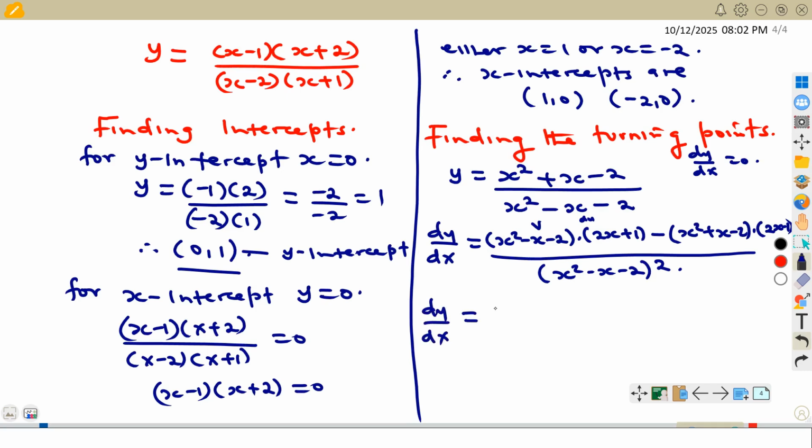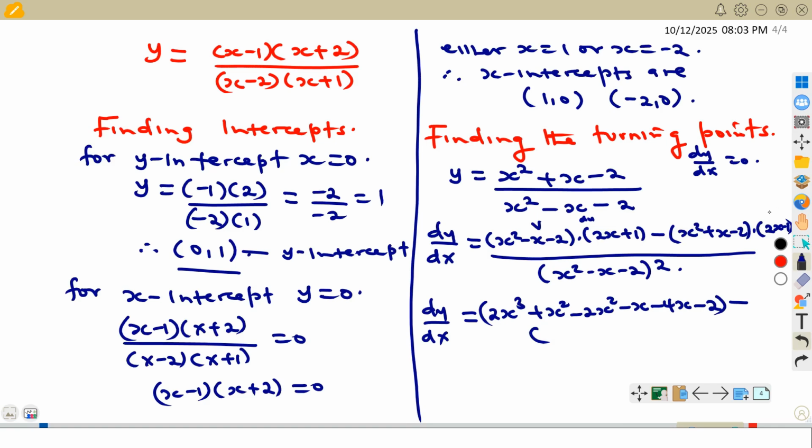So dy/dx is equal to, let us simplify this. This is 2x cubed. This times that will be x squared. This times this will be minus 2x squared. This is minus 2x squared. This is minus x. This is minus 4x. Next, this will be minus 4x. This is minus 2. The whole of this we are subtracting.